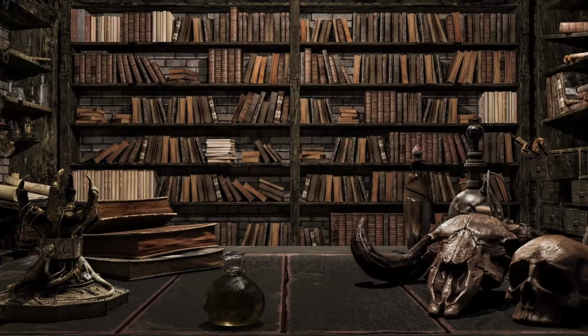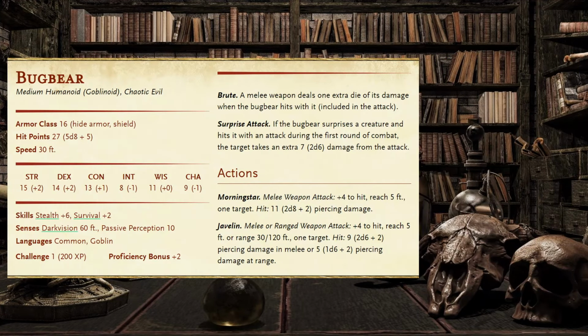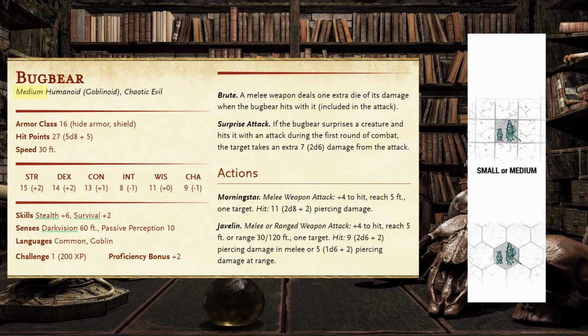Now that we've examined their lore, let's pivot over to the bugbear's stat block to take a look at how they work mechanically. Starting at the top, we have their size, creature type, and alignment. Size in 5th edition defines the space a creature takes up in combat, with a medium creature taking up a 5 foot by 5 foot square or hex on a battle map.